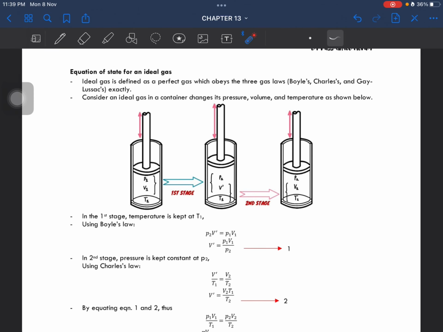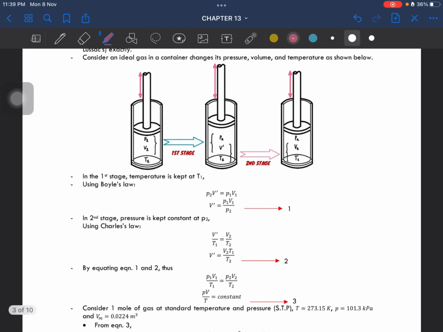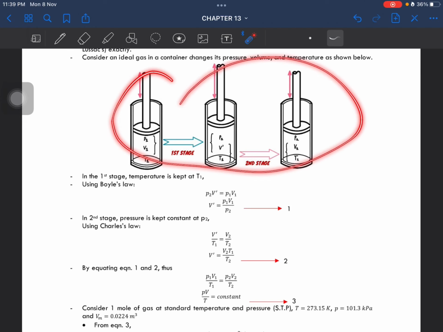Now we go on to the equation of state for an ideal gas. An ideal gas is a gas that is perfect, meaning that it obeys the 3 gas laws that we learned just now. If we consider an ideal gas in a container that has a change in its pressure, volume and temperature as shown in this diagram here.